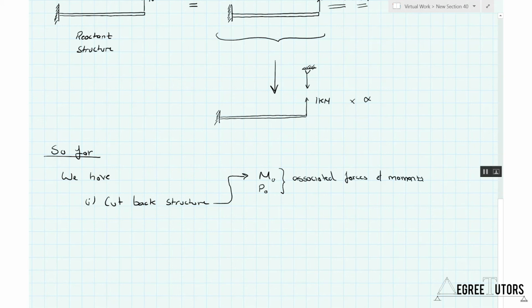We then had a reactant structure, and that reactant structure was subsequently broken down into a unit structure, and we can analyse that also. So that has a set of moments and forces, which we would designate as M1 and P1. These are just placeholder designations at this stage, but these are associated forces and moments.